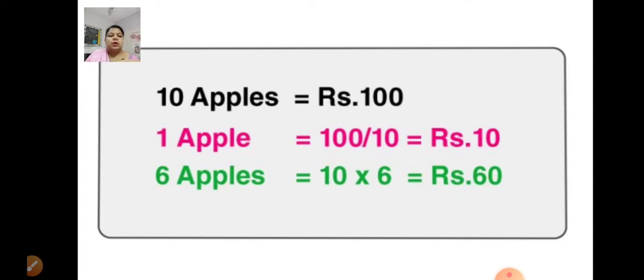So this was all about unitary method. This was how unitary method works. Okay, so we will apply this method in the questions, we'll do questions for exercise 12.3 using this method. Okay, so you have to just remember what is unitary method: from many to one and one to many. So from bigger to smaller we have to divide, and from smaller to bigger we have to multiply.